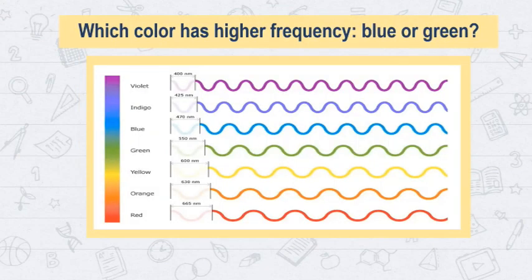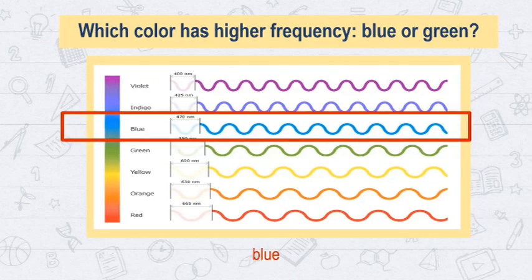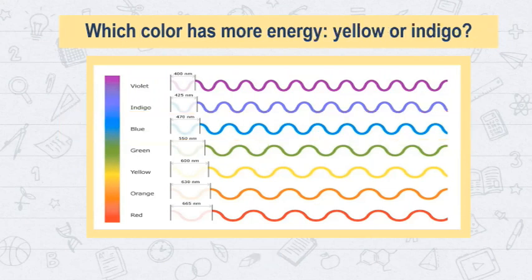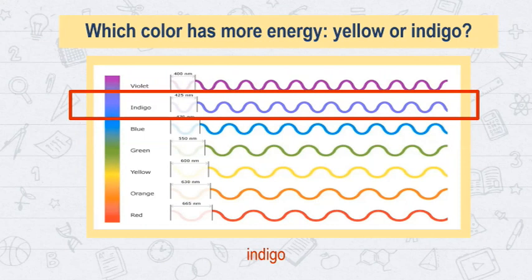Now let's analyze their frequencies. Which color has higher frequency, blue or green? Nice catch. Blue has a higher frequency than green. How about energy? Which color has more energy, yellow or indigo? Right, indigo has more energy than yellow.